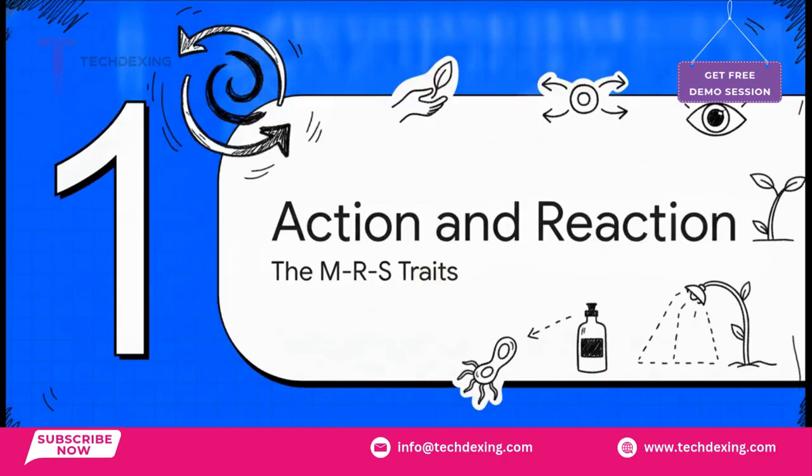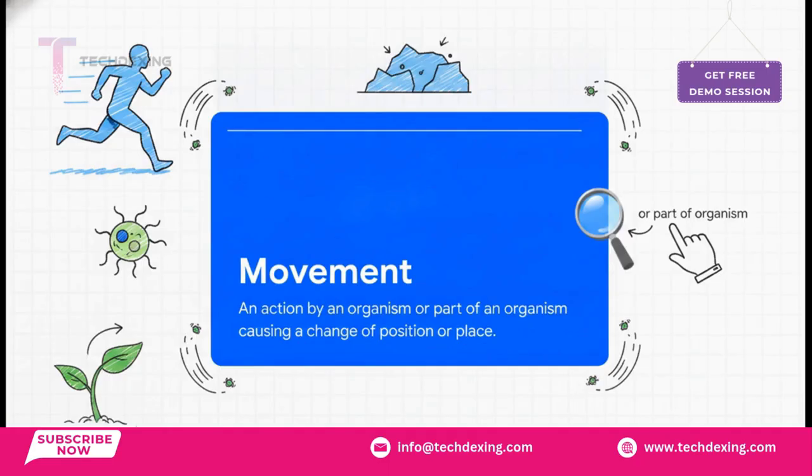Okay, Section 1. Action and Reaction, the MRS traits. So let's dive into how an organism actually interacts with its world. It all starts with the M, movement. By definition, this is an action by an organism or a part of an organism that causes a change of position or place. Now, the key phrase to zero in on here is, or part of an organism. Movement doesn't always mean running a full-blown marathon, right? It can be a really subtle shift or just a localized change.